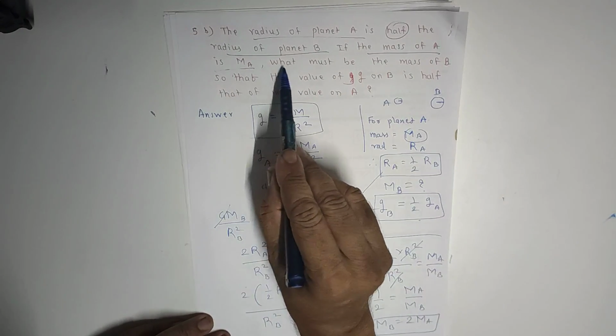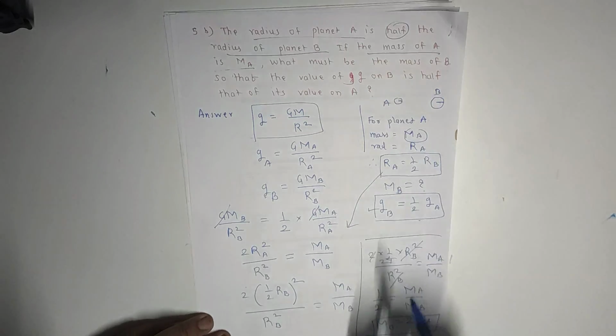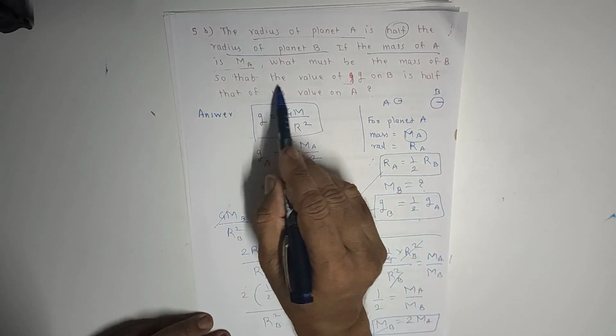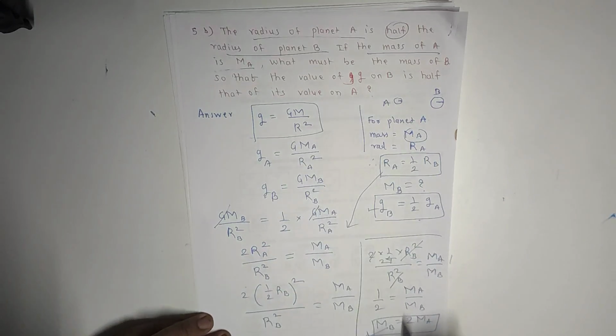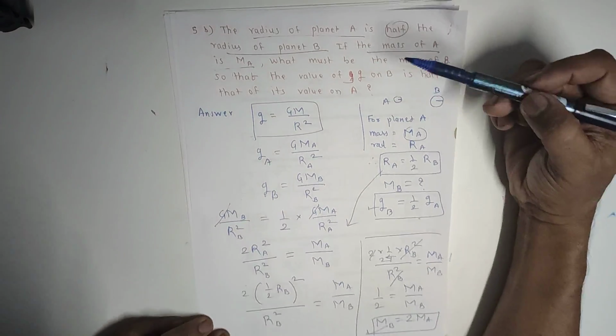And what do we want? What must be the mass of B so that the value of g on B is half that of its value on A? What is that mass? Twice the mass of planet A. Mass of planet B is twice the mass of planet A. This is the answer of this question.